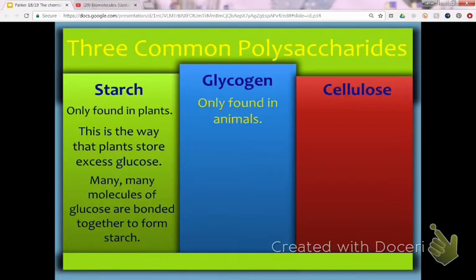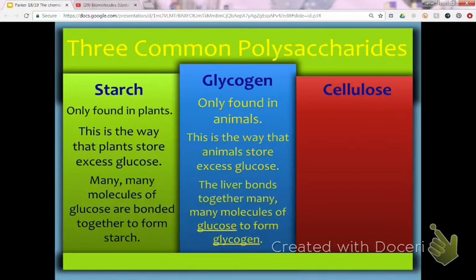People store extra sugar as glycogen. Animals and humans store extra glucose as glycogen. And your liver actually does this, and it bonds them all together to make glycogen, and glycogen is the next thing your body burns after all the carbs, simple sugars are gone. Then it turns to glycogen.